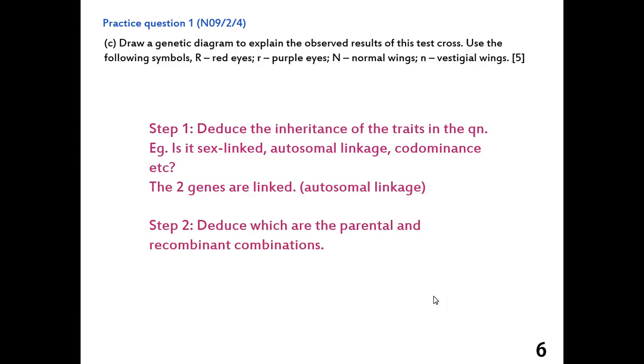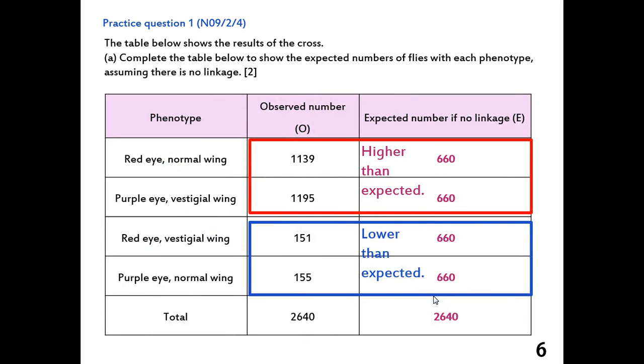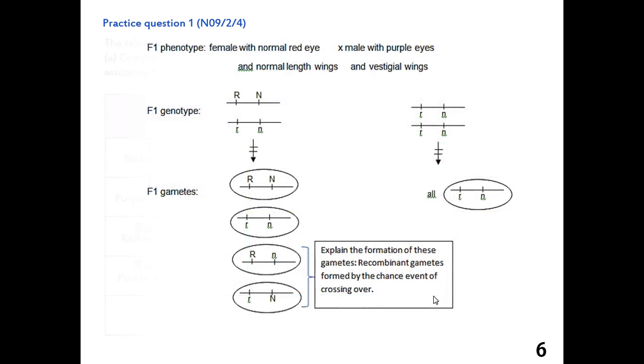You will then have to deduce which are the parental and recombinant combinations. As learned previously, the 2 phenotypic classes that are higher than expected will be your parental combinations. The 2 classes that are lower than expected will be your recombinant combinations. When you draw the diagram, you will represent them in a linked genes configuration with the line straight across to indicate that these 2 genes are linked. After that, you form the 4 gametes, of which 2 are the recombinant gametes and 2 are the parental gametes.